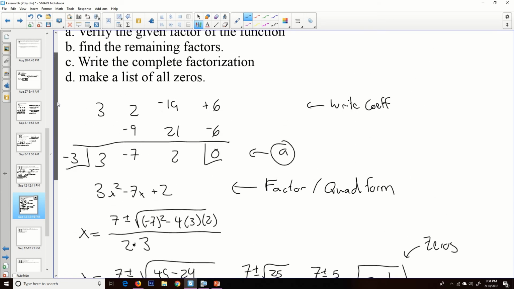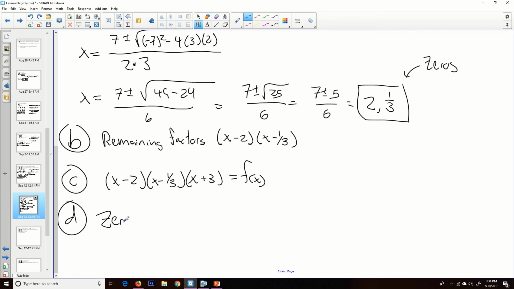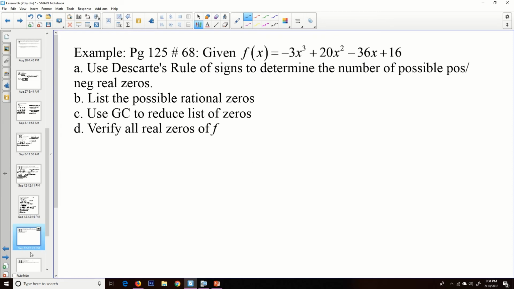And was there a D? Make a list of all the zeros. We've already done that. Negative 3, 2, and 1/3. That's my list of zeros. So there we go. Use Descartes' rule of signs to determine the possible positive real zeros and negative real zeros.